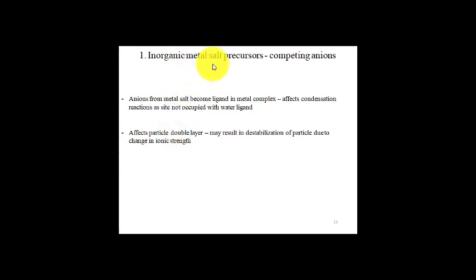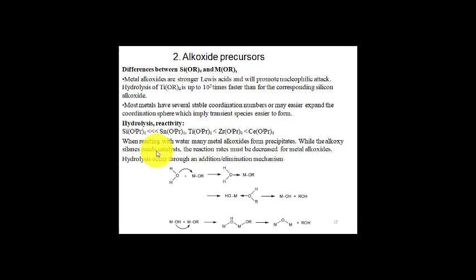Next is the inorganic metal salt precursors, competing anions. Anions from the metal salt become ligands in the metal complex and affect condensation reactions, as the site is not occupied with a water ligand. They also affect the particle double layer, and may result in destabilization of particles due to change in ionic strength. The second one is alkoxide precursors.